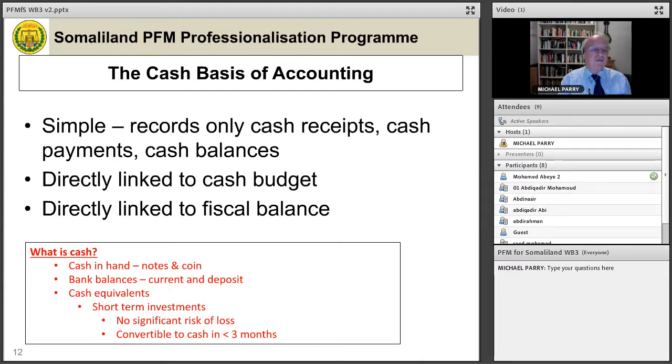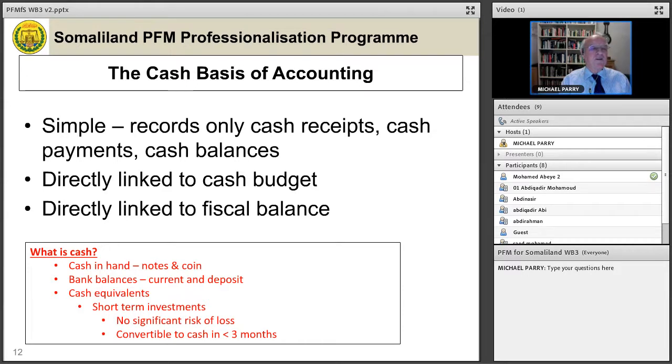Cash equivalents, which are short-term investments where there's no significant risk of a loss and they're convertible to cash in less than 3 months. These would be investments that you make probably in government bonds where you've got some temporary spare cash and you want to get a better rate of interest than a bank deposit account. All of those are treated as being cash, and are included when we do cash accounting. So, as we say, simple.